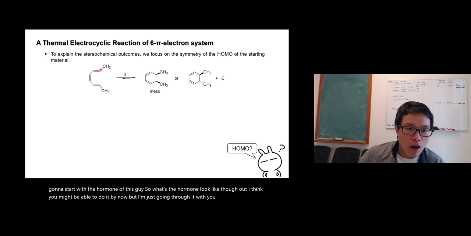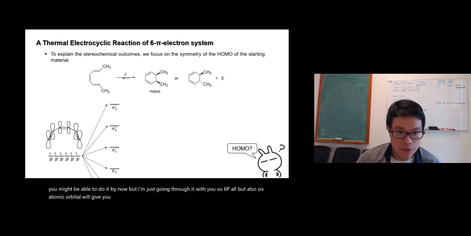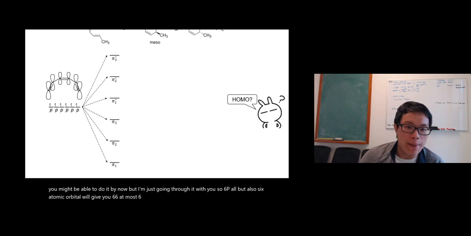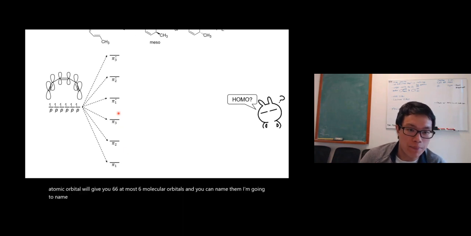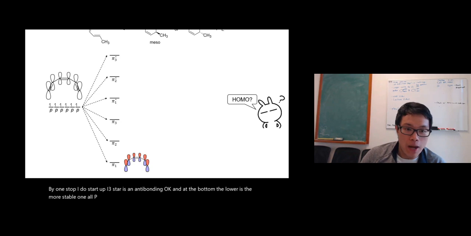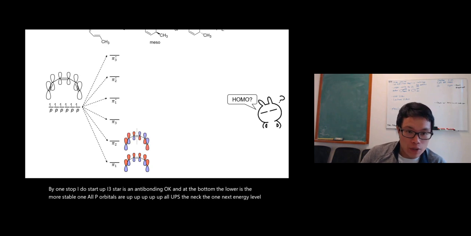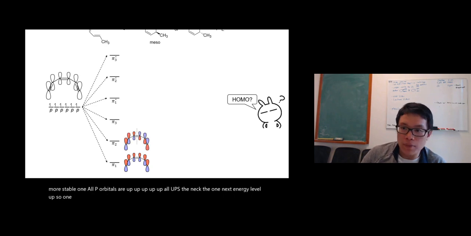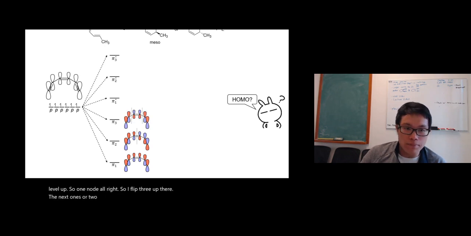So 6 p orbitals, so 6 atomic orbitals, will give you 6 molecular orbitals, and you can name them. I'm going to name them pi 1, pi 2, pi 3. This is bonding. Pi 1 star, pi 2 star, pi 3 star. This is anti-bonding. Okay, and at the bottom, the lowest, the most stable one, all p orbitals are up. Okay, the next energy level up, so 1 node. All right, so I flipped 3 of them. The next one, so 2 nodes, and so on. But that's all we need.